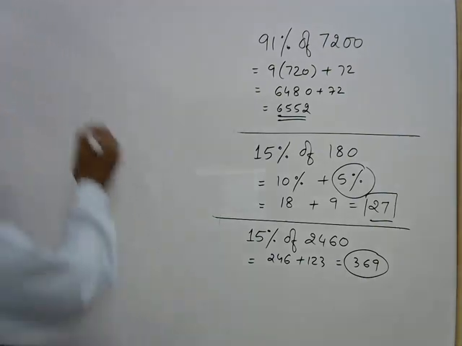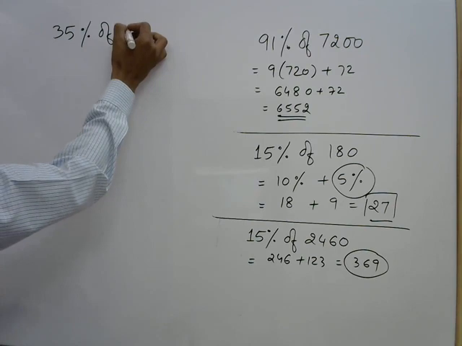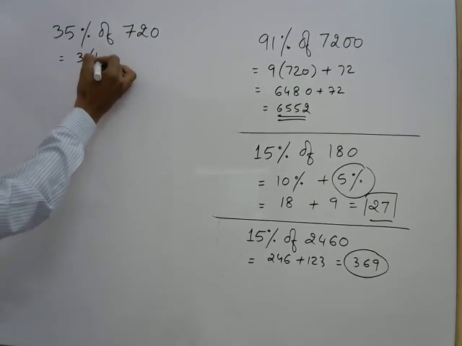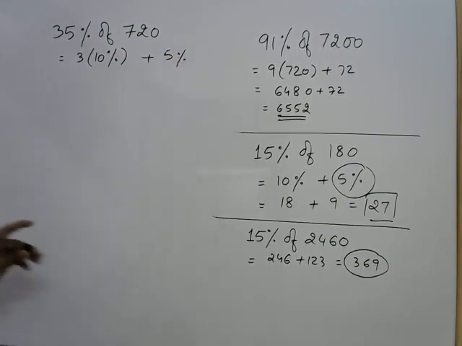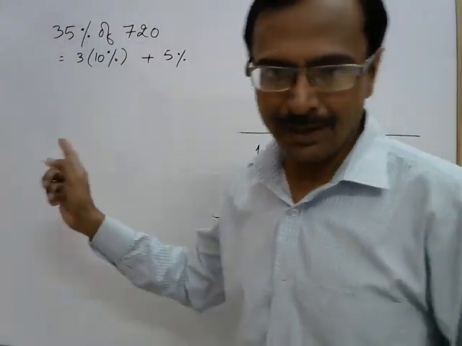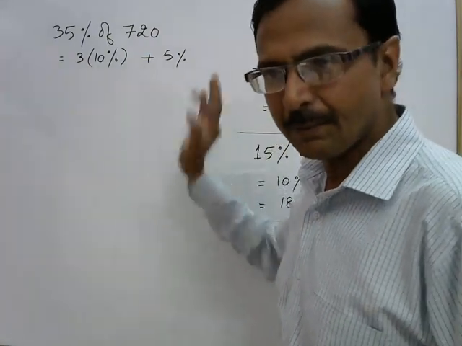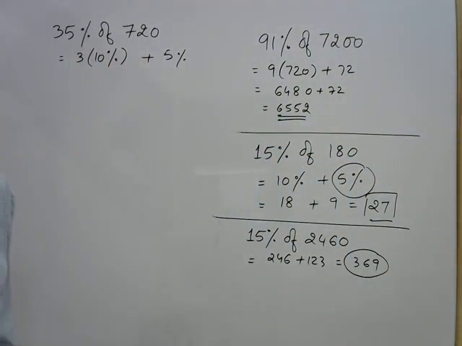Okay, now let's have 35% of 720. Now be careful students, 35%. Now visualize 35% as 3 into 10. This is 30 and 5. 35. Now if you can think of this step in mind, then the answer is not far away. So 3 into 10%, 30% plus 5%. Let's have the answer for this one.